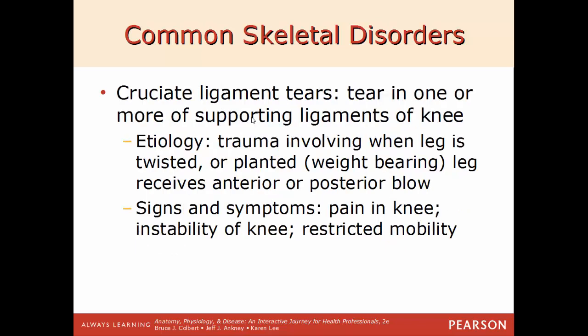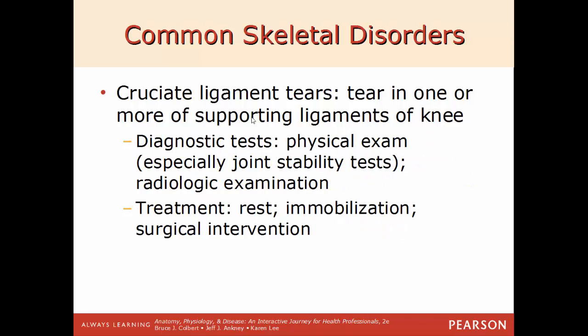Another common skeletal disorder, cruciate ligament tears, is where you have a tear in one or more of the supporting ligaments of the knee, such as the MCL, ACL. Those are the medial cruciate ligament or the anterior cruciate ligament that are common for sports injuries. The etiology: this is trauma involving the leg when twisted or planted during a weight-bearing move, for example. And then the leg will receive an anterior or a posterior blow, which will cause it to twist more. Some common signs and symptoms: obviously pain in the knee, a very unstable knee joint, and very restricted mobility. Some diagnostic tests for these: physical exam, especially joint stability testing, radiologic exams such as an MRI. And the way you would treat this: rest, immobilizing the joint, and of course surgical repair of the tears.